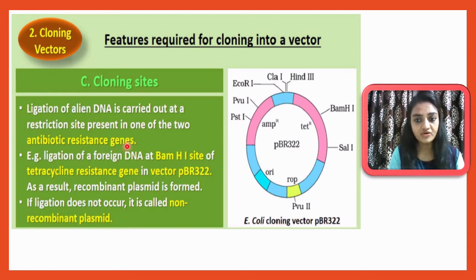Suppose this is not cut, what happens? Tetracycline resistance is there in the bacteria. Now I am cutting this by using BamHI. As a result the DNA will be cut, and that's why tetracycline resistance is no more working. So the antibiotic resistance gene is not working now, and at that place ligation of the alien DNA will occur. For example, ligation of a foreign DNA at a BamHI site of a tetracycline resistance gene.